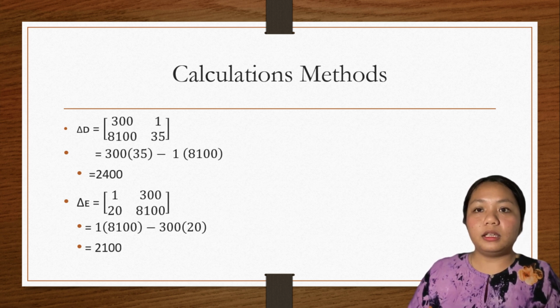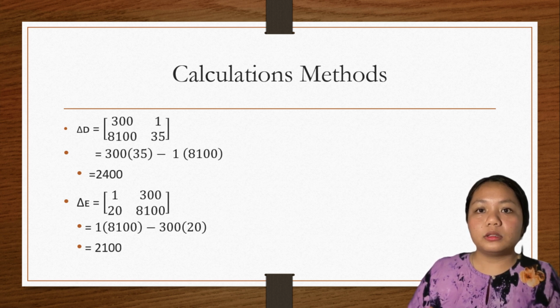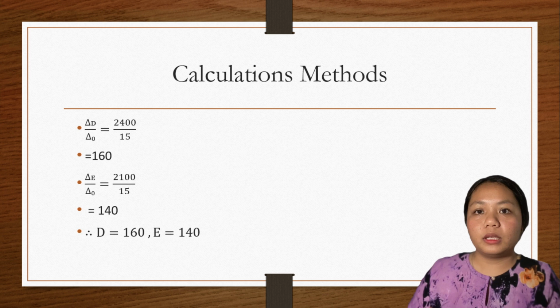For delta E, column 2 will be changed with the value of the cost of dishes. Delta E equal to the matrix with column 1 being 1, 20 and column 2 being 300 and 8,100, equal to 1 multiply 8,100 minus 300 multiply 20, equal to 2,100.